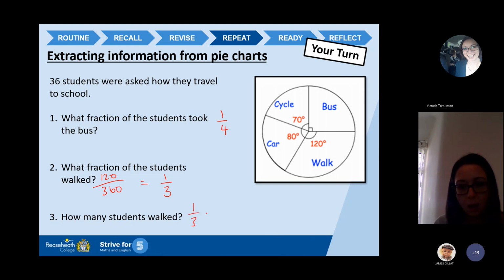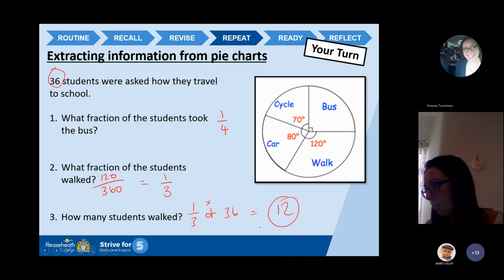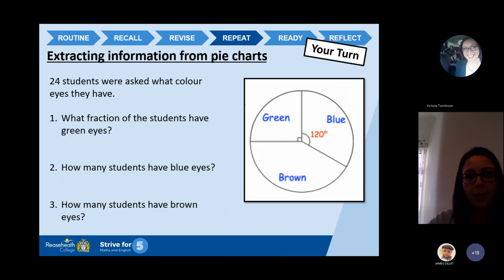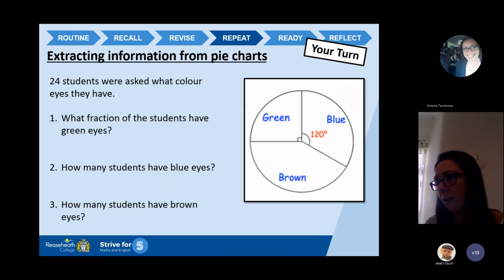So it's a third of the 36 original students. Like I said, 120 divided by 360, or a third, times the total number of students is 12 students. And that one fits much better, doesn't it? So lots of you got that. James, Harry, Grace, Darcy and Karen got that one, and Kate. Okay, and then I think not everyone might have finished these ones.